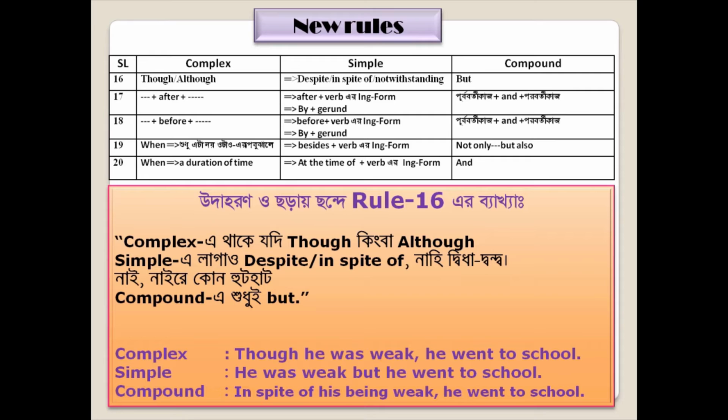Rules number 17. If there is after in complex, you will have to use after plus ভার্বের ing form in simple. You will have to use and in compound.